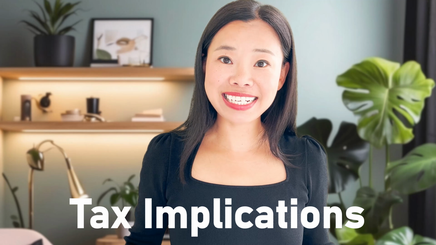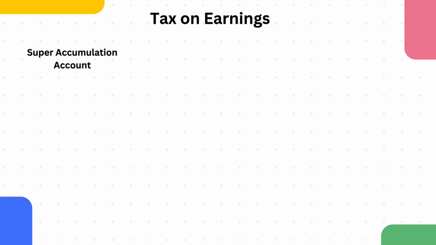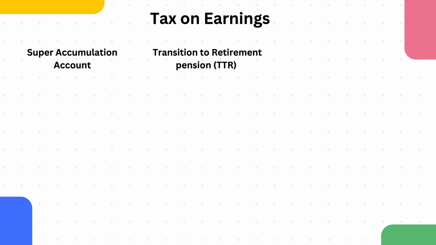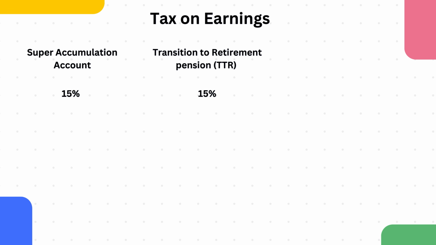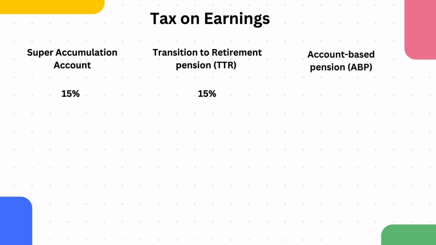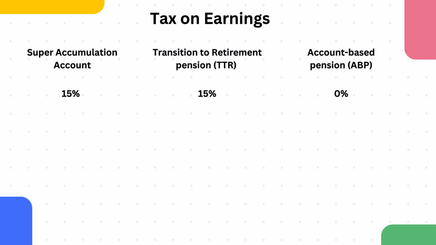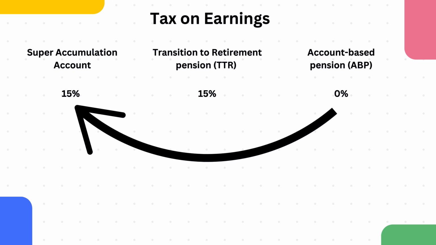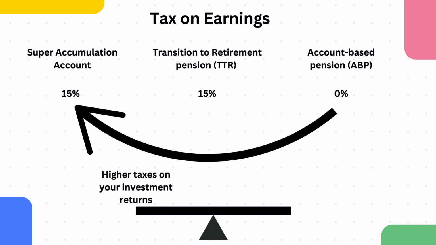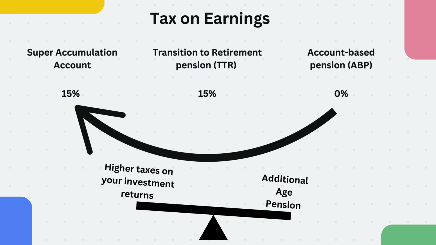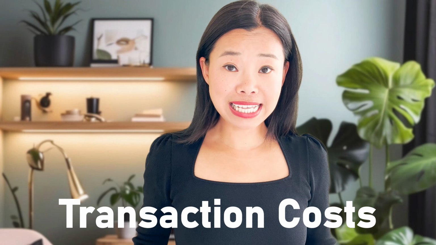Next, tax implications. When money is in a super accumulation account or TTR pension account, any earnings on those funds are taxed at 15%. In contrast, earnings inside account-based pension are tax-free. This means rolling money back into accumulation account could result in higher taxes on your investment returns. You will need to weigh the potential tax impact against the benefits of improving age pension. Let me know if you want me to dive deeper into the numbers and calculations about this in a future video. Another factor is transaction costs.